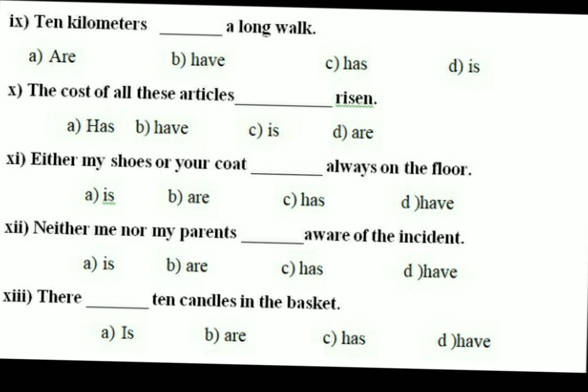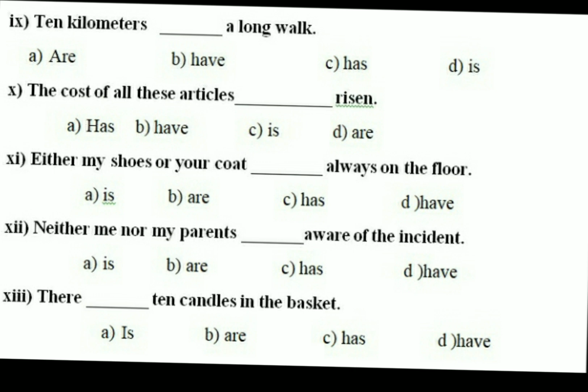Then the next sentence, the cost of all these articles dash risen. And the correct verb out of the four options, that is has, have, is, and are, the correct option is has. So the sentence would be the cost of all these articles has risen.